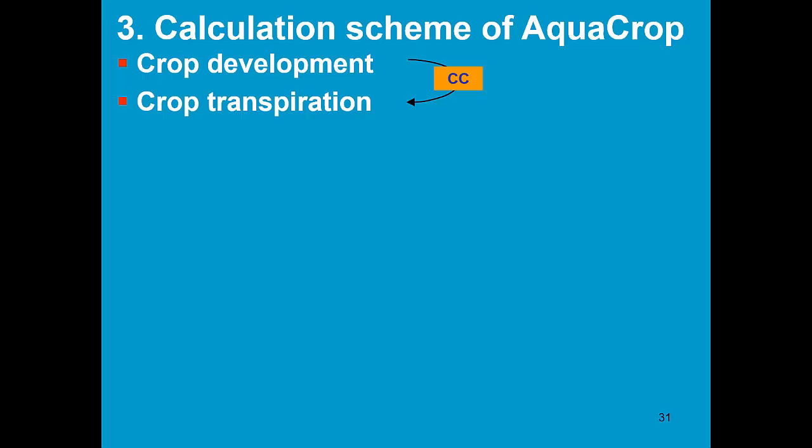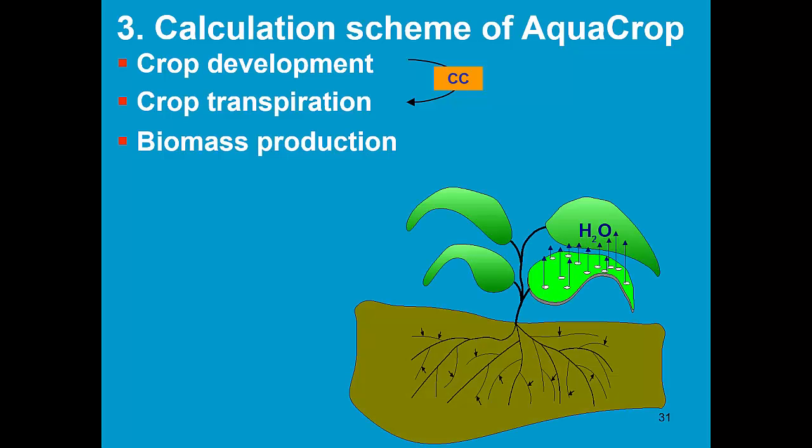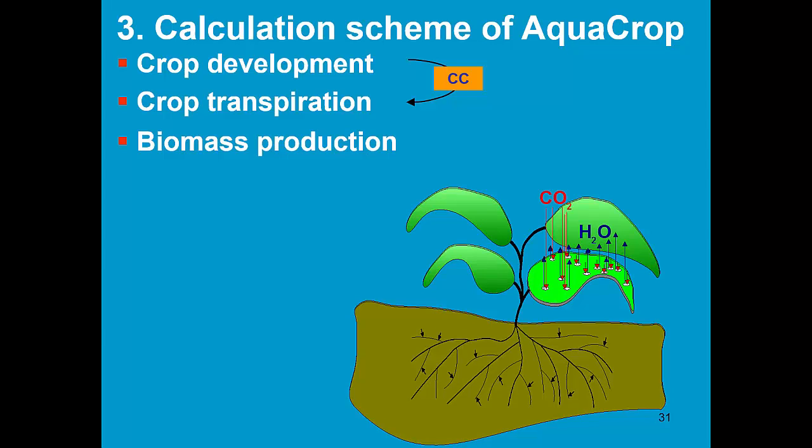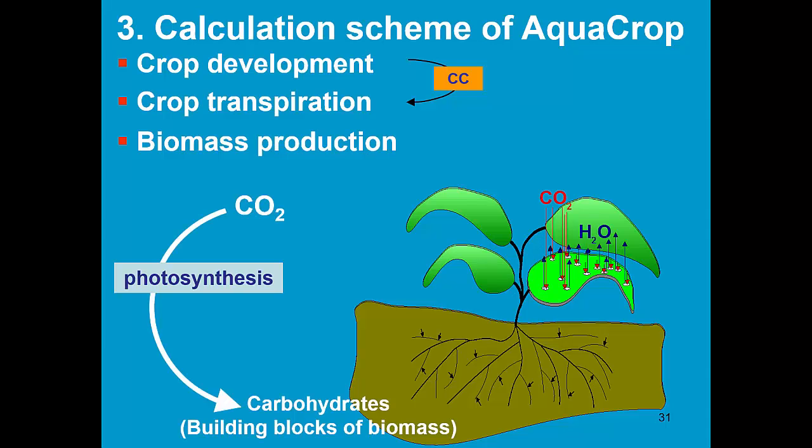After the simulation of crop development and crop transpiration, let's now focus in step number 3 on the biomass production. Crop takes up water by the roots, and that water is transported to the leaves where it escapes as water vapor through the stomata. Now this same pathway is used to take up CO2. And by photosynthesis, the CO2 will be converted in carbohydrates, which are the building blocks of the biomass. So we see there is a direct link between crop transpiration and biomass production.